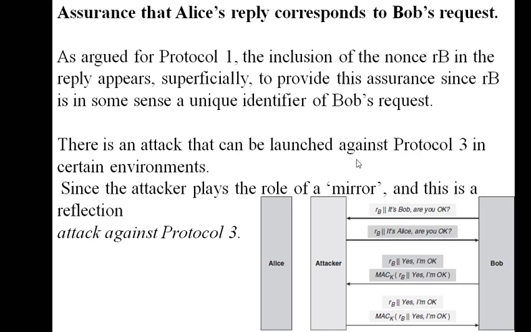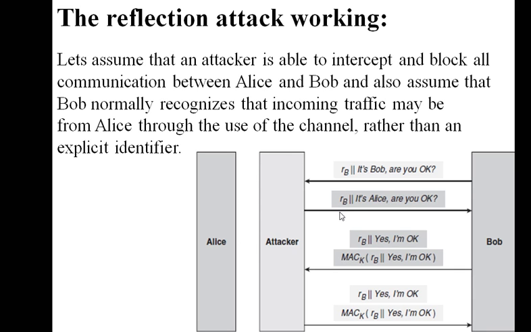There is an attack that can be launched against protocol 3 in certain environments. The attacker plays the role of a mirror, and this is a reflection attack against protocol 3. Here, instead of Alice, the attacker will take the role of Alice. The reflection attack works in this way: the attacker is able to intercept and block all the communication between Alice and Bob, and we also assume that Bob normally recognizes that an incoming message may be from Alice through the use of the channel rather than an explicit identifier. Bob simply assumes that these messages are from Alice, but these messages are actually coming from the attacker.